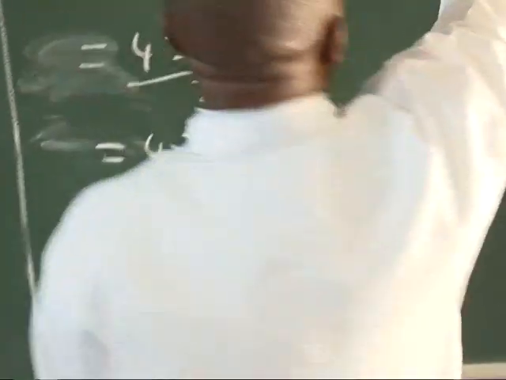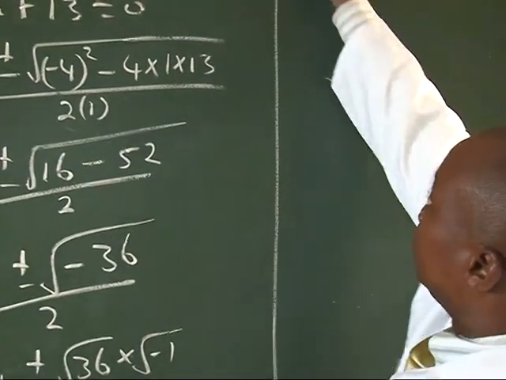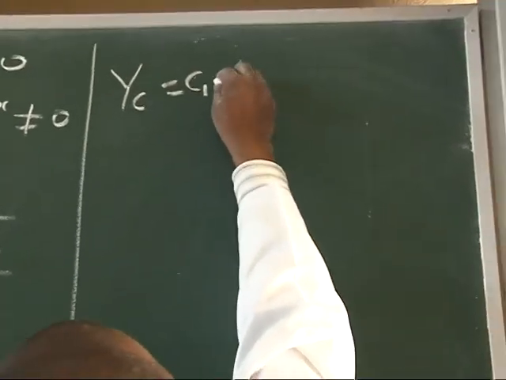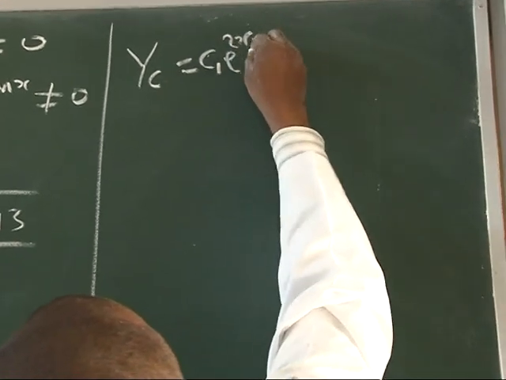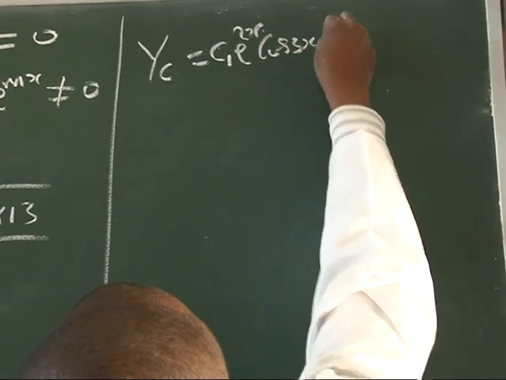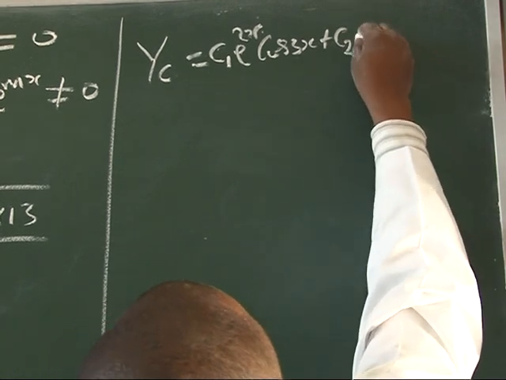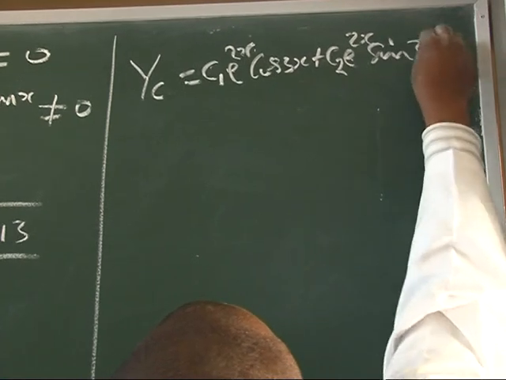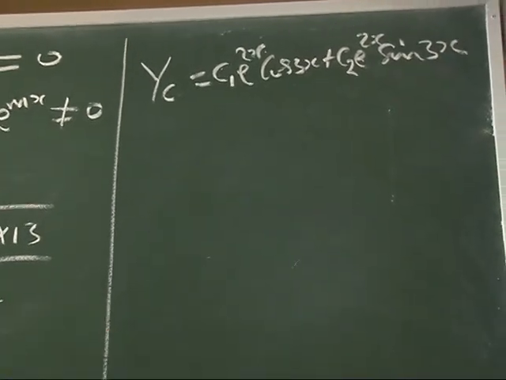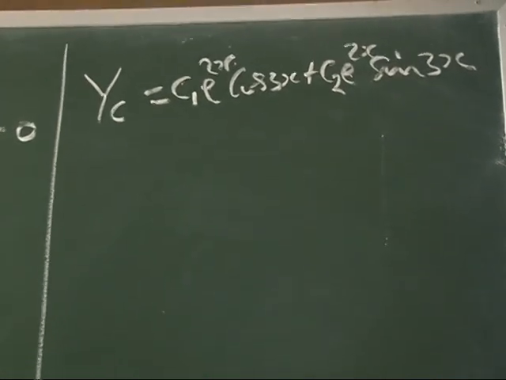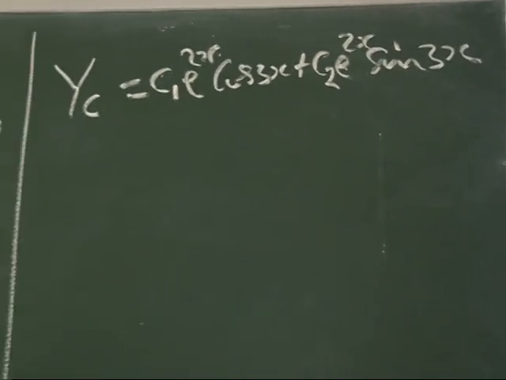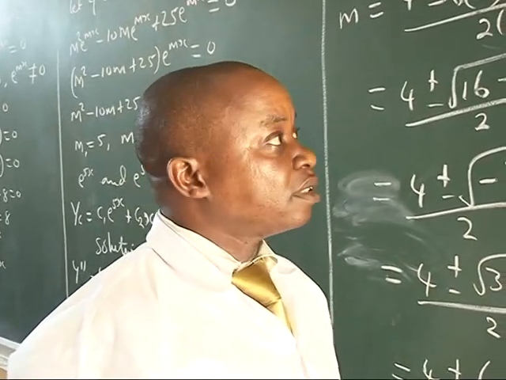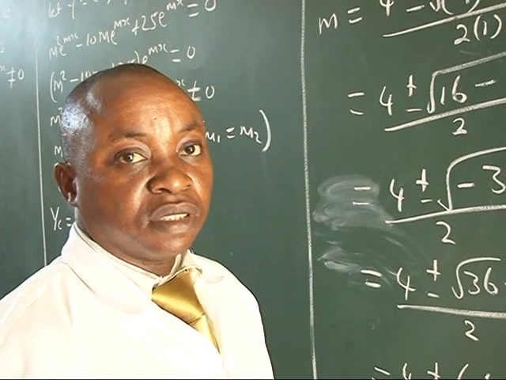Now the general solution, yc, general solution will be c1 exponential 2x cos 3x plus c2 exponential 2x sine 3x. So that is the general solution. It's so simple to solve. So simple. So we'll look at the next subtopic, which is non-homogeneous differential equation.